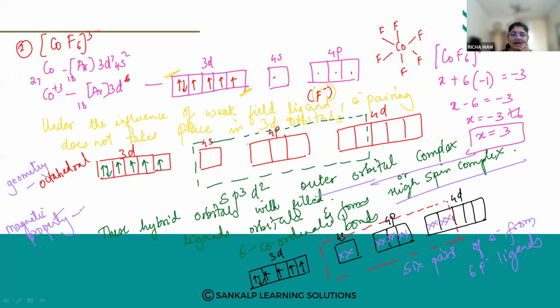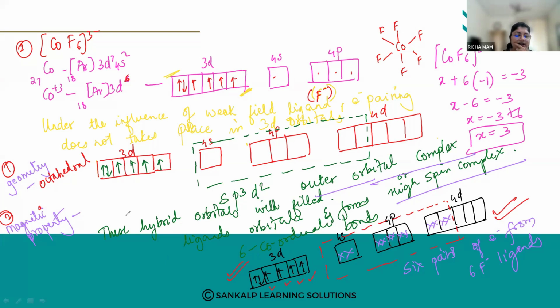Okay, then what is the magnetic behavior? Can anyone discuss the magnetic property? So look at this and tell me, are the electrons completely paired or are the electrons not paired? The electrons are unpaired here. You can see here the electrons are single.